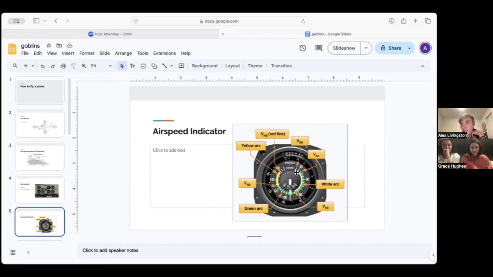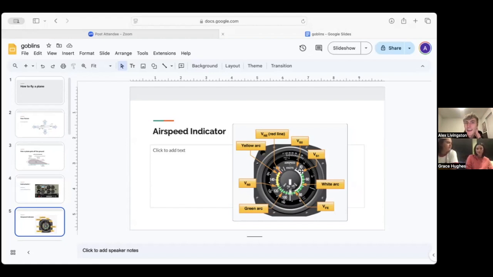It tells you, well, basically there's four main things. Green arc, which is, you can do whatever, you're good. Yellow arc is like, whoa, slow down, buddy. You're getting a little too fast. And then the red line is like, plane's about to fall apart, slow down. And in the green arc is also the white arc. The white arc has to do with your flaps. Flaps increase lift and drag, so they slow you down. And you can only have your flaps out whenever your speed is in the white arc.